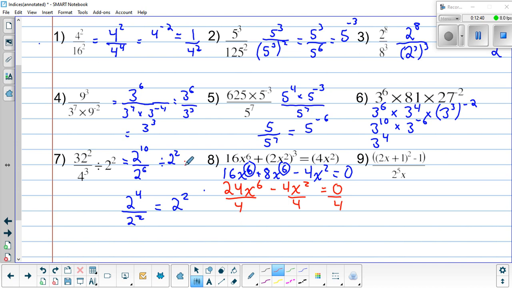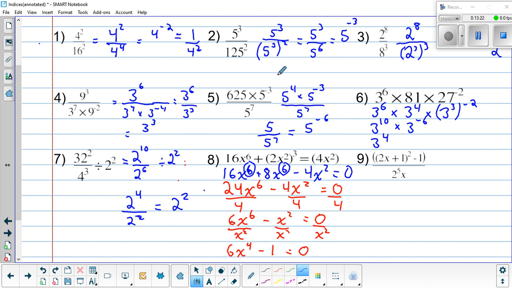So here, divide the 4, so we get 6x to the 6 minus x squared equals 0. And then I can divide by x squared term everywhere, because it doesn't matter that we're dividing 0 by x squared, it's still 0. Right? So here we have 6x to the 4 minus 1 equals 0. And then if we really wanted, we could solve for what x is, right? So that's where indices can kind of help us for solving.